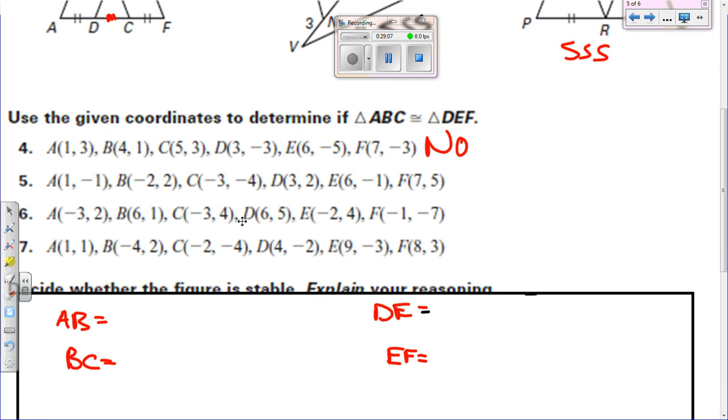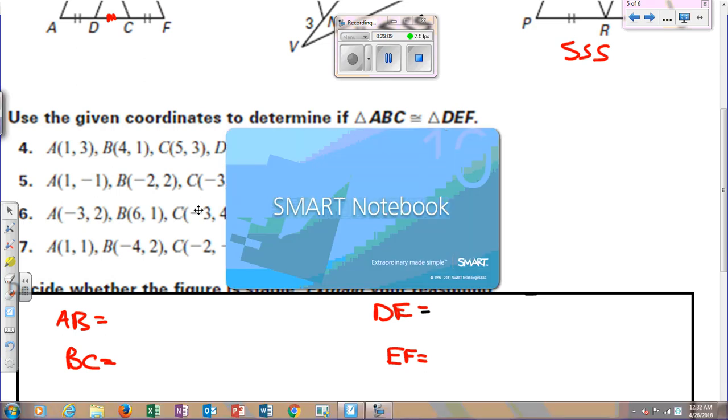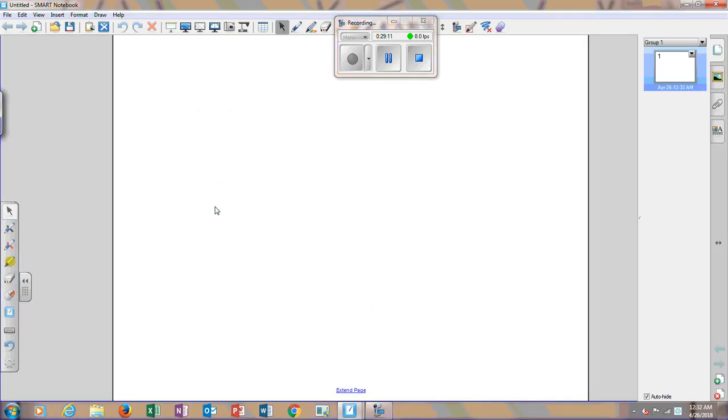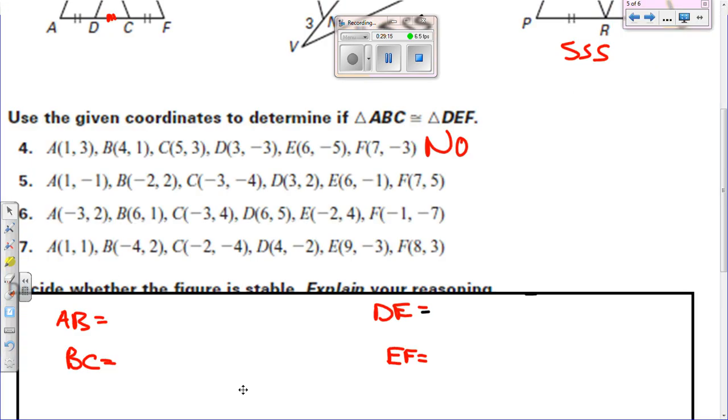All right, number 5. Number 5, we got 2 minus negative 1 gives me 3 squared, plus negative 2 minus 1 should be negative 3 squared, which means we're at the square root of 18.